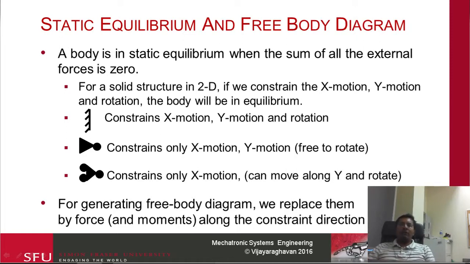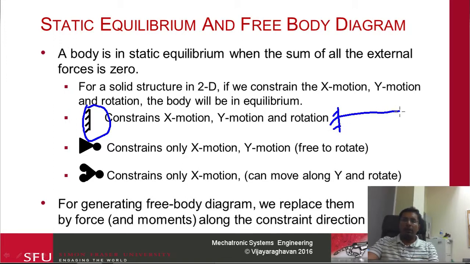When we have static equilibrium, we use certain symbols to convey how the object is restricted. These are known as constraints. Typically, when you have this shape here, it constrains the object in both the X and the Y direction. If I have an object like this, typically it will be a beam like this. That means the beam cannot move in either direction, and it cannot rotate either.